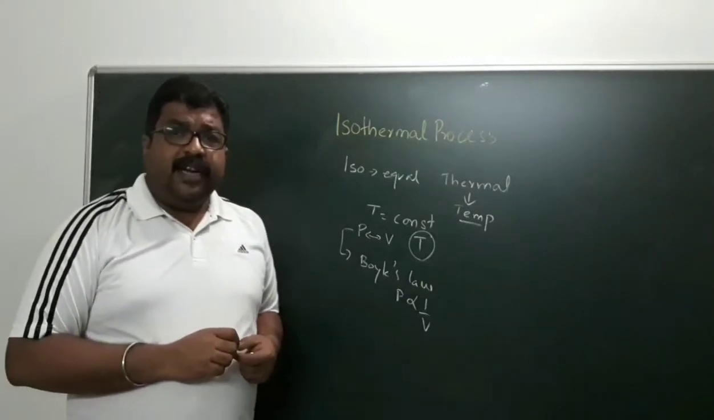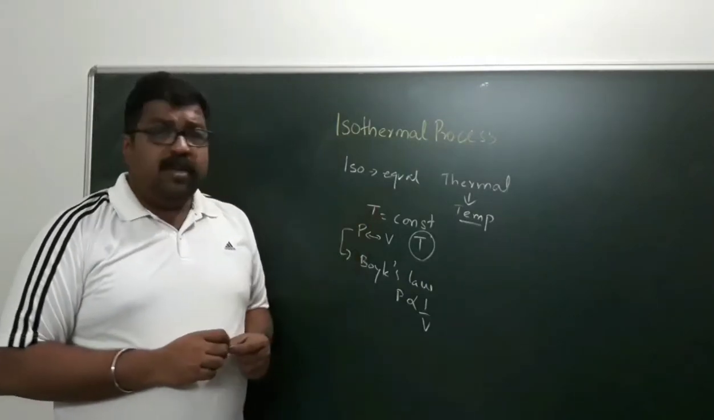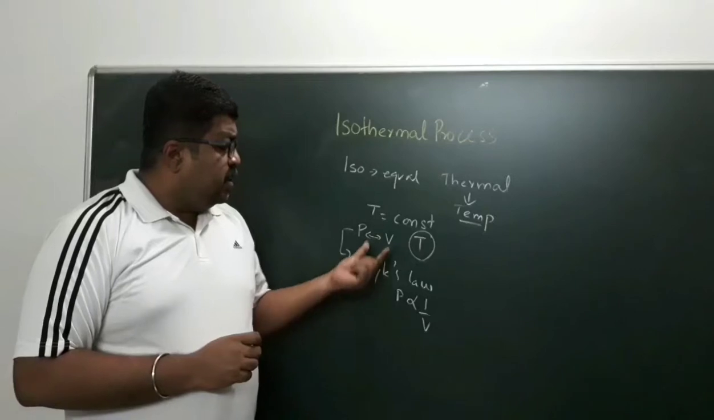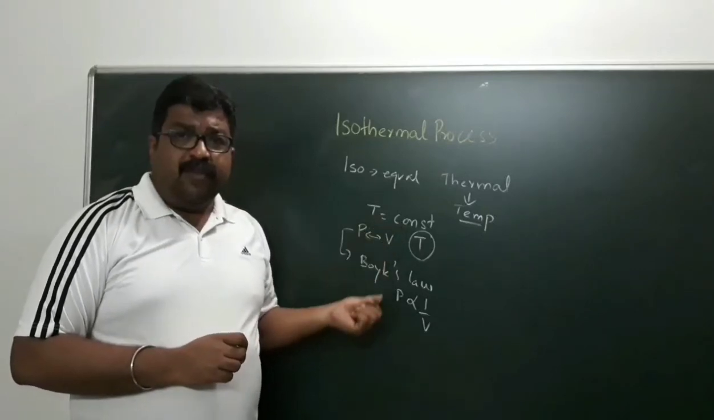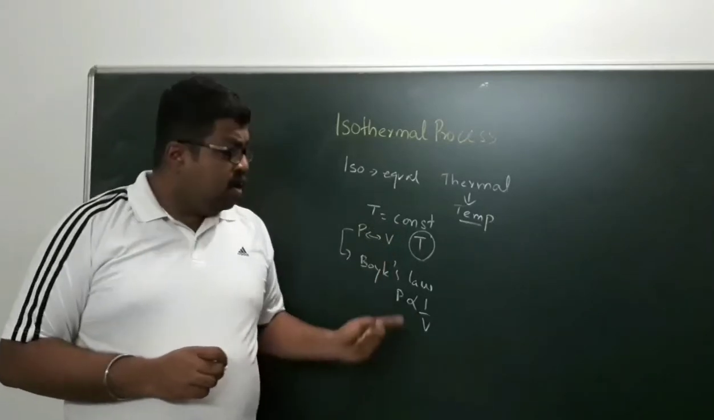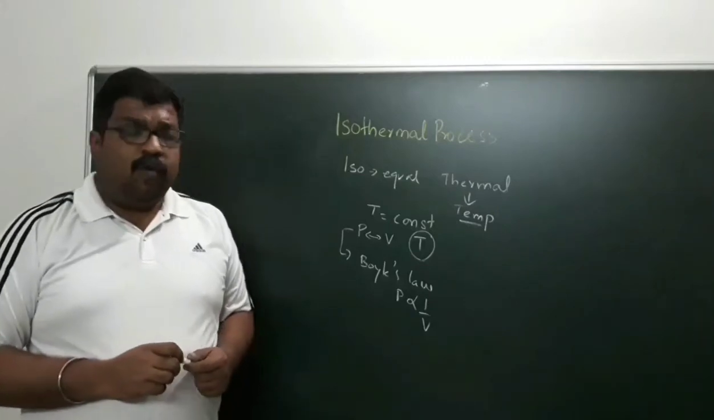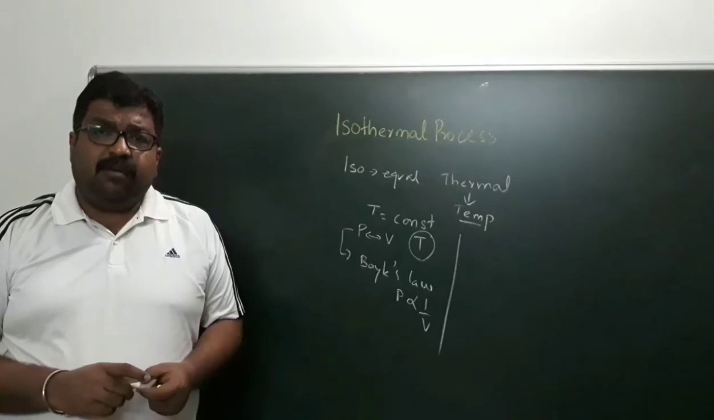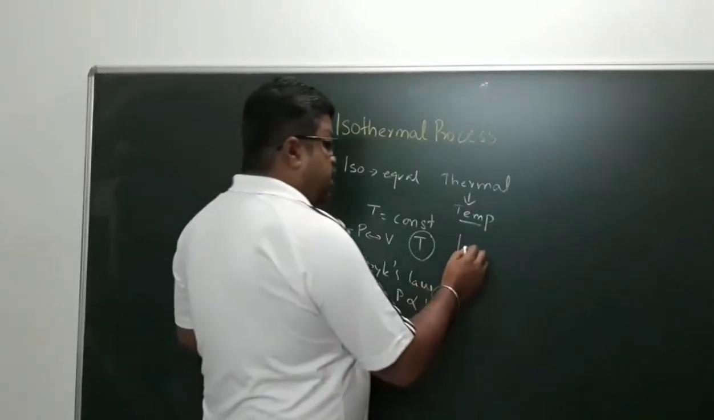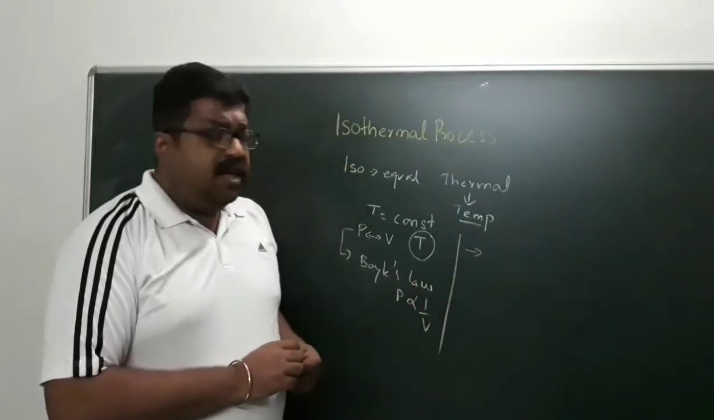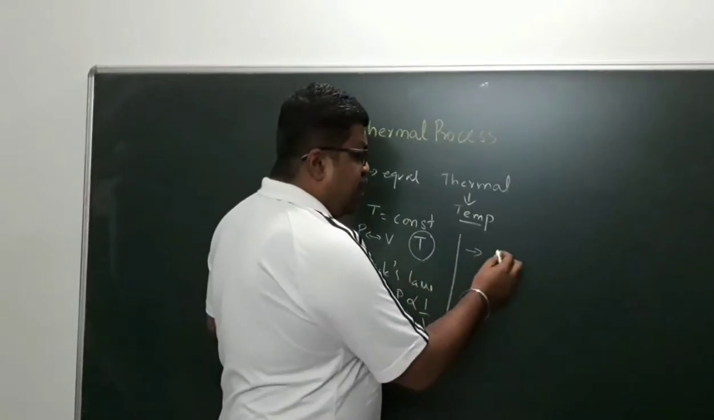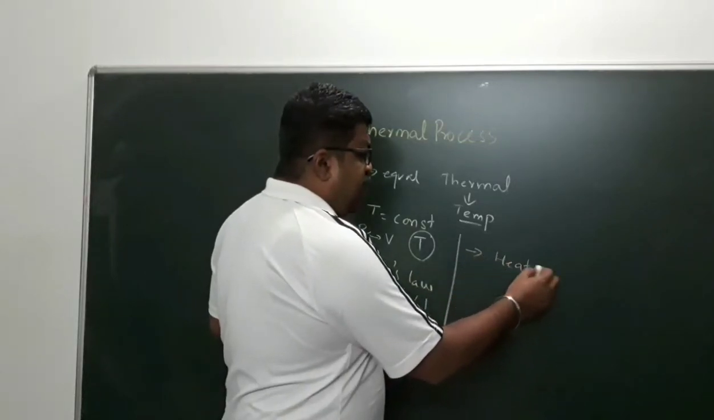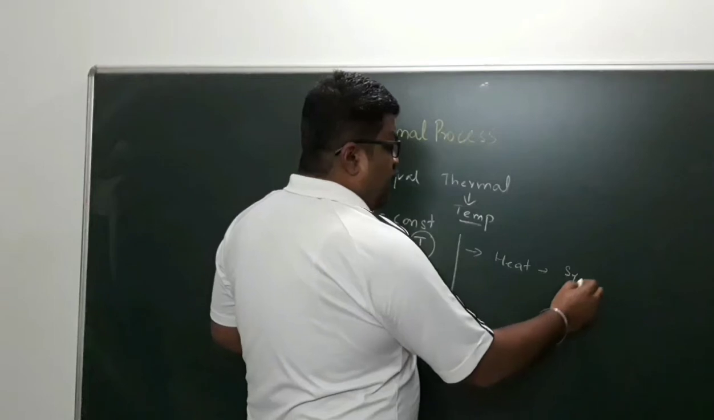So this is one identifying mark for an isothermal process. Temperature will remain constant, and pressure and volume will vary according to Boyle's law: pressure is inversely proportional to volume. Now another identifying mark for this isothermal process is that in this process there is an exchange of heat between the system and surrounding.